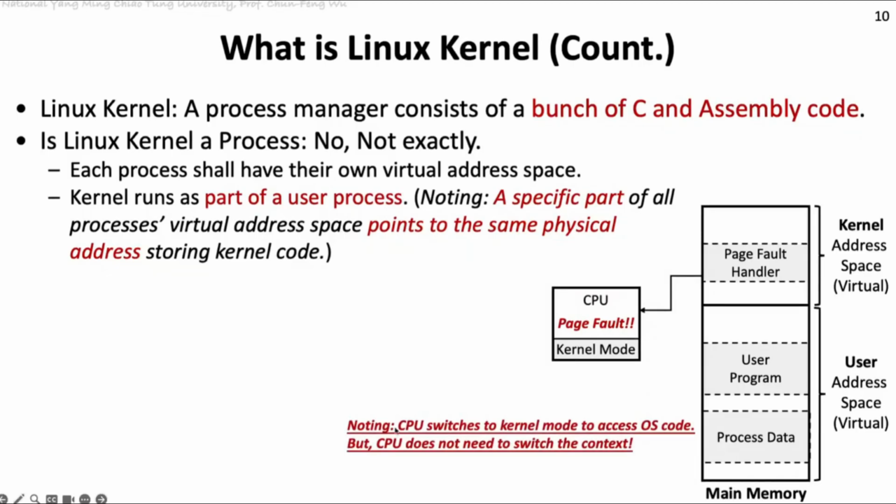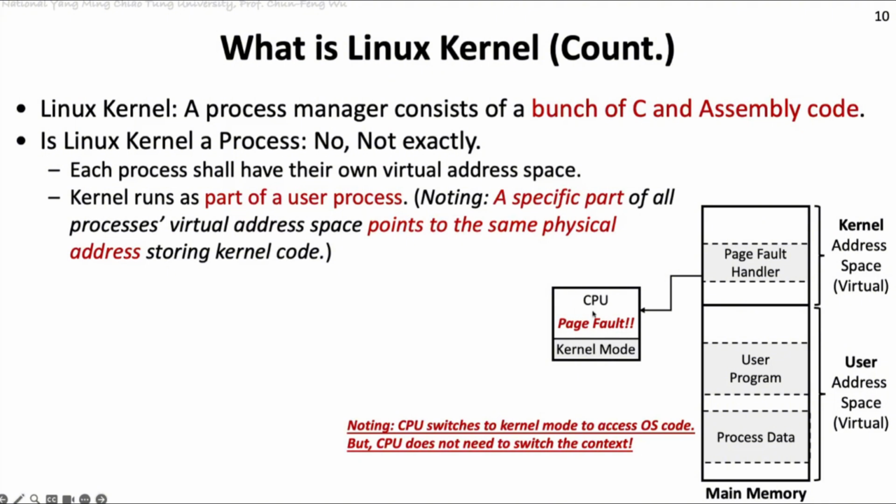So here is the note. Actually, the CPU switches to kernel mode to access the operating system code, but the CPU doesn't need to switch the context. Here is a key thing: when the CPU switches the mode, this is not called a context switch. This is only mode switching, because for this, the CPU only switches the bit, and then slightly does some register copying.